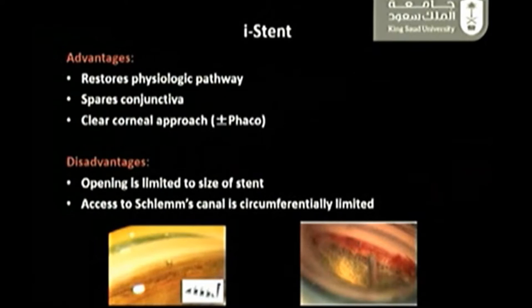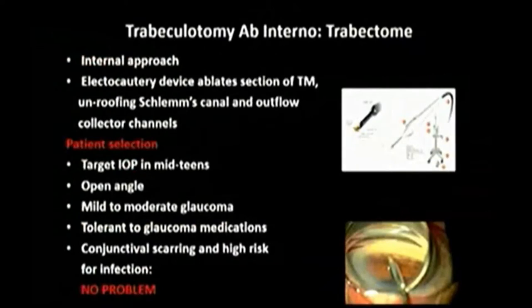It spares the conjunctiva, and you have a clear corneal approach, with or without phaco, in patients who are phakic, pseudophakic, or aphakic. The disadvantage is that the opening is limited to the size of the stent. There is only a single opening here, and access to the Schlemm canal is circumferentially limited compared with the CyPass and other procedures.